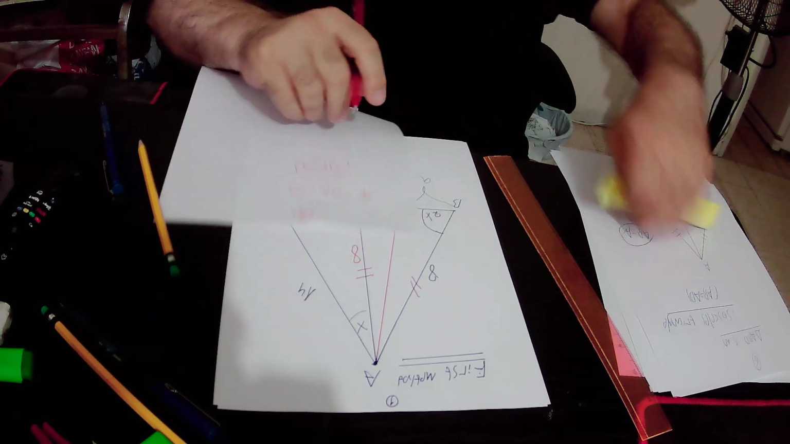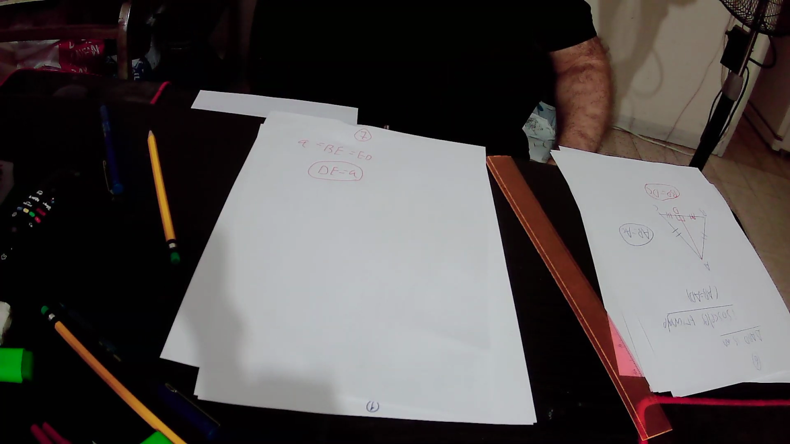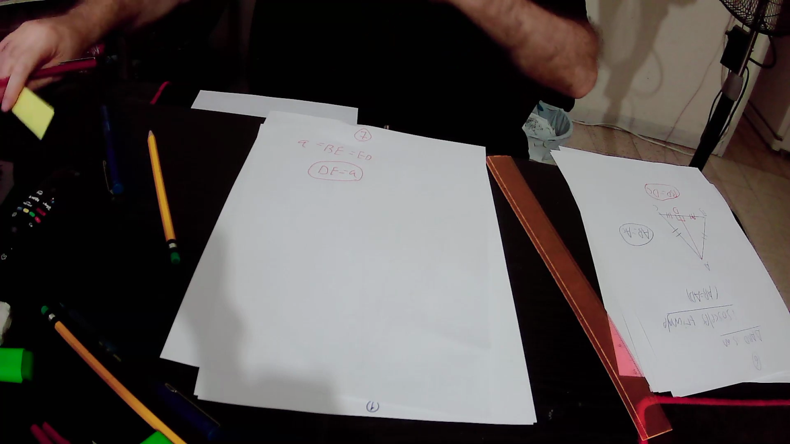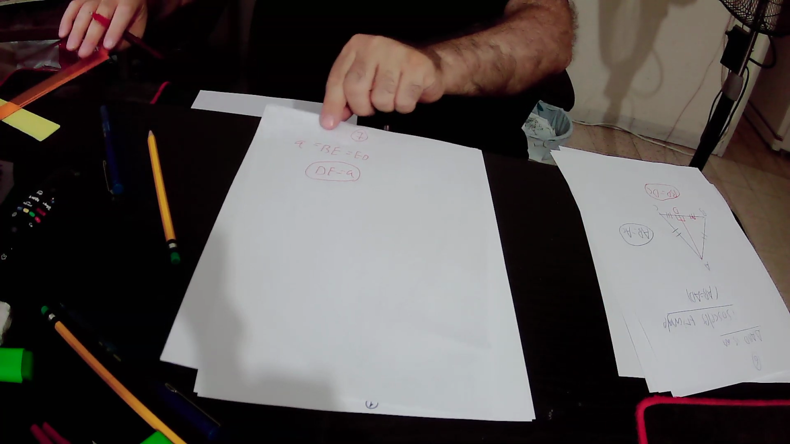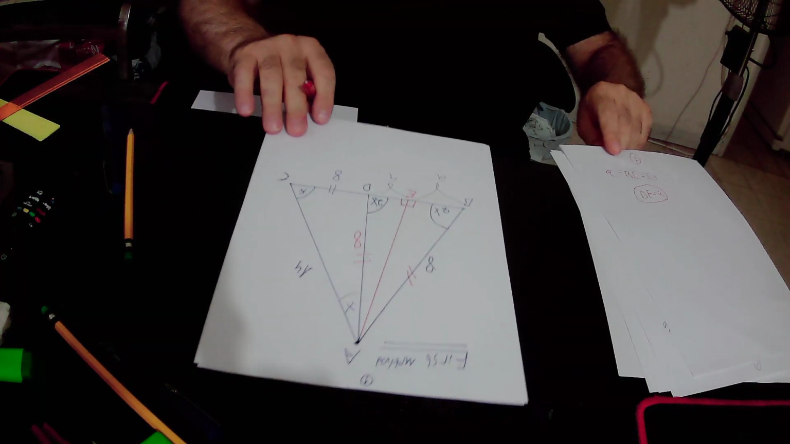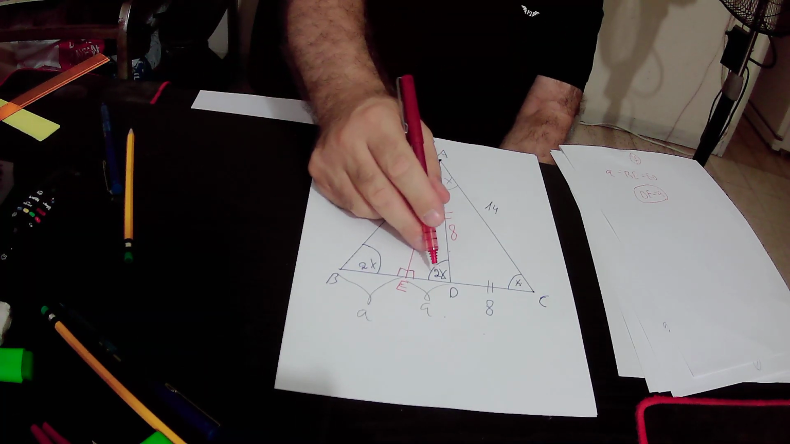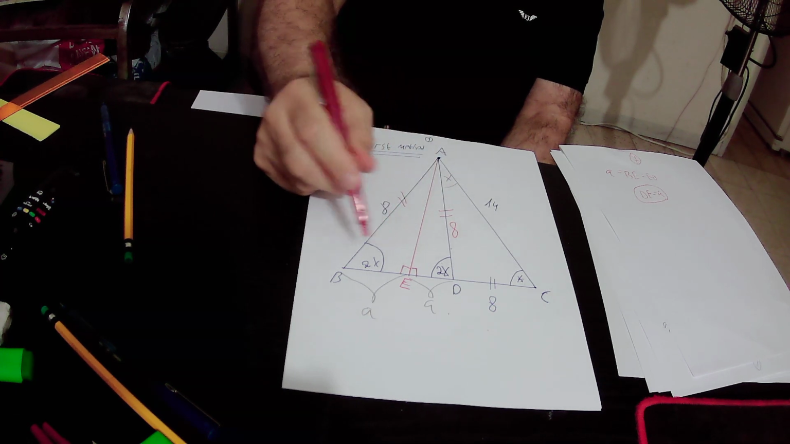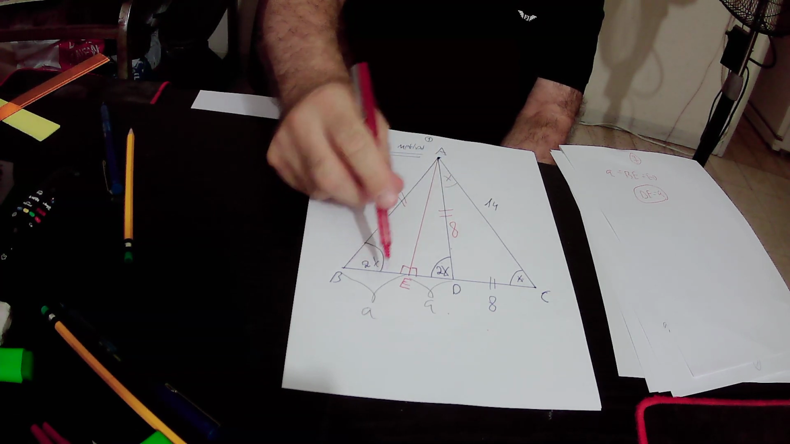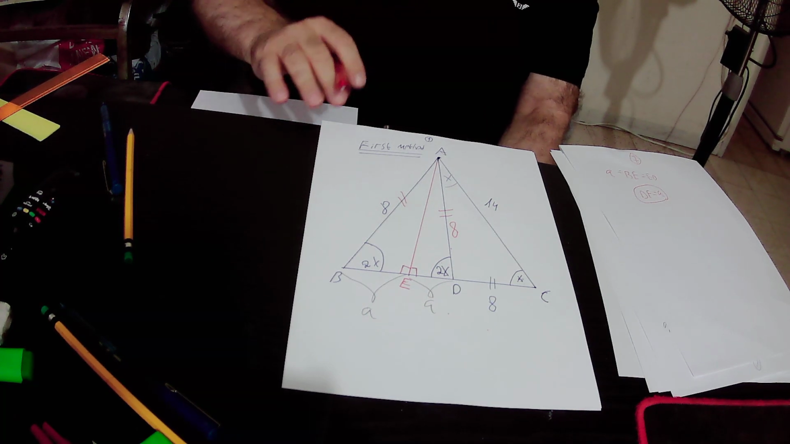Okay, DE also equals a. So we have ED equals a and DC equals 8 units, and BE also equals a and ED equals a.